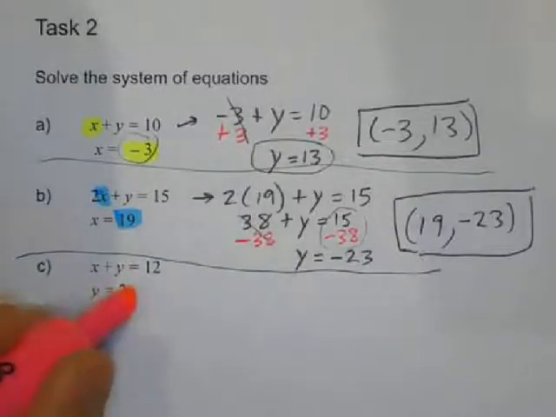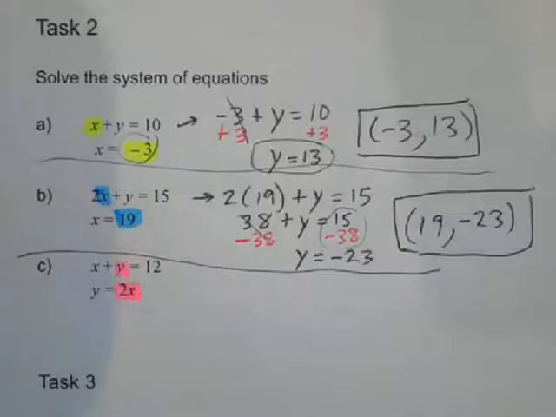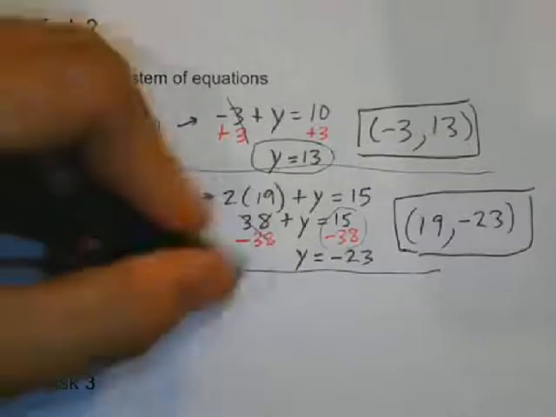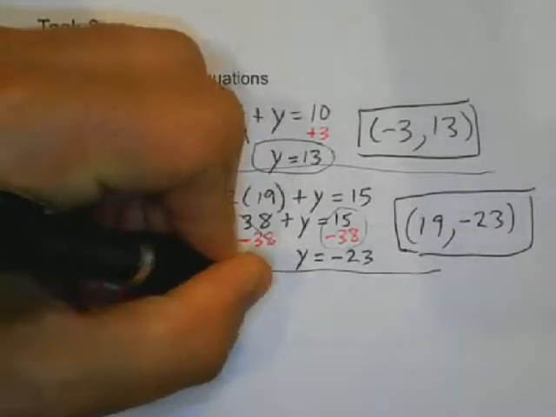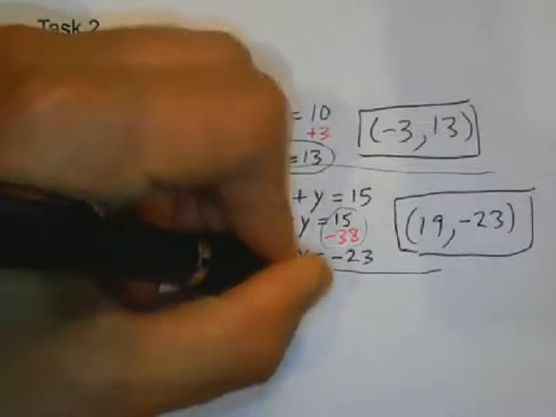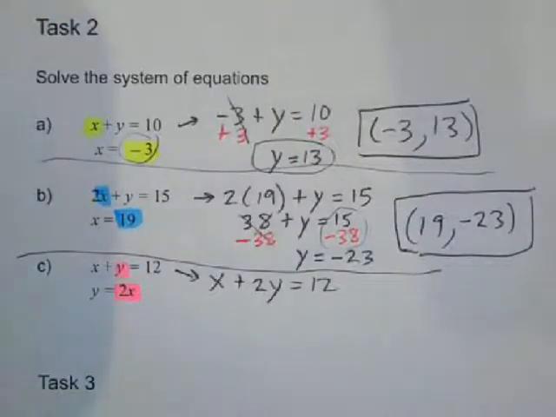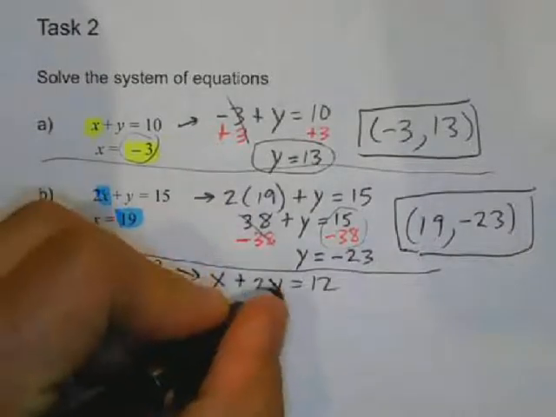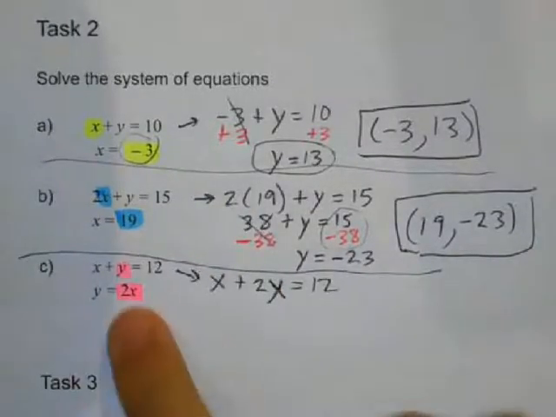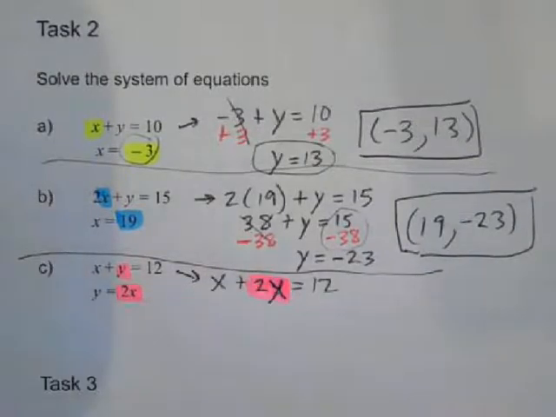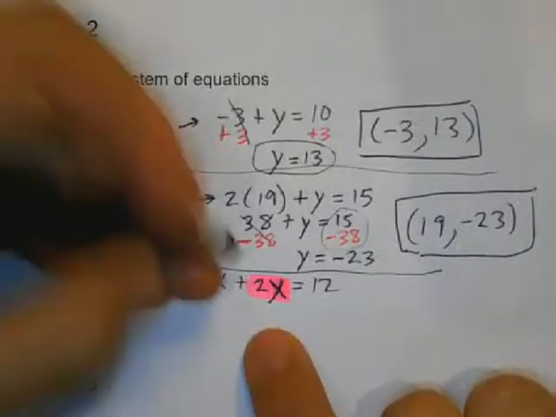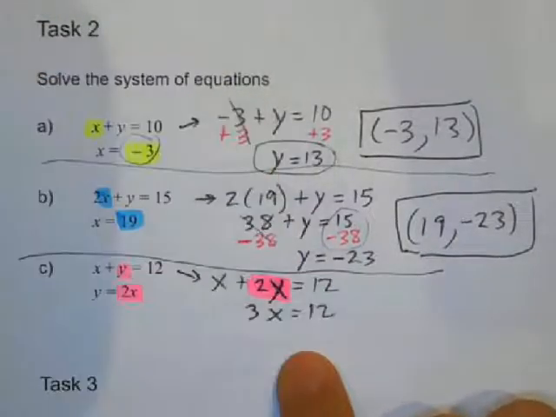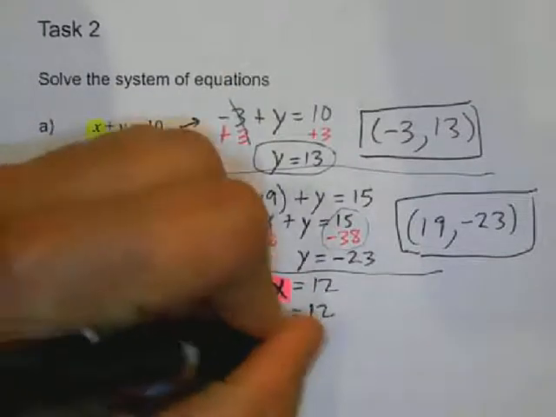Okay, I'm going to substitute 2x in place of y. So now I'm going to rewrite this equation as x plus 2y equals 12. Right? I substituted y. Oops! Almost messed that up. I substituted y with 2x. So now I've got x plus 2x. That's going to give me 3x equals 12. Divide both sides by 3. I get x equals 4.